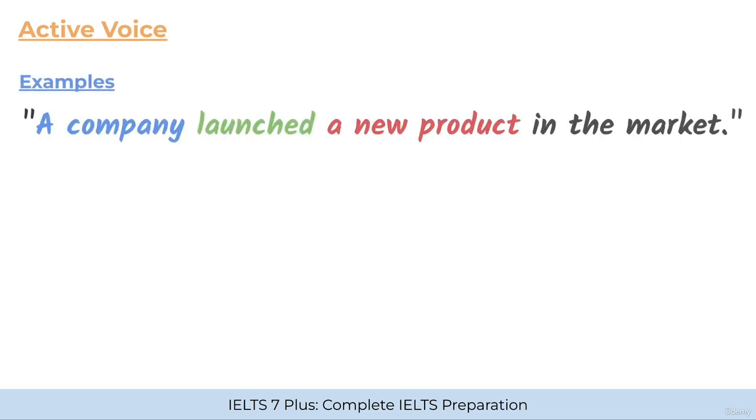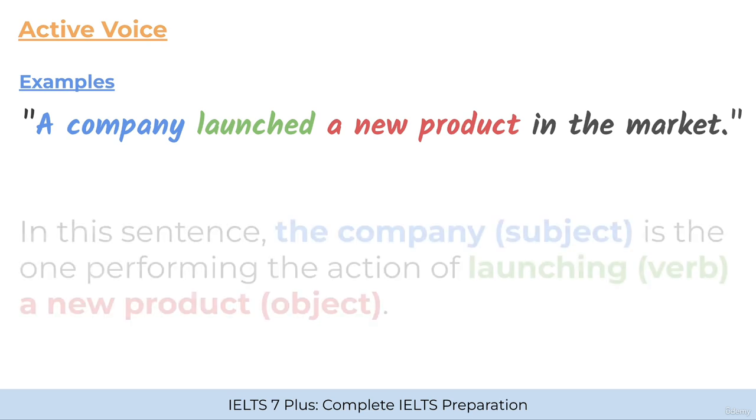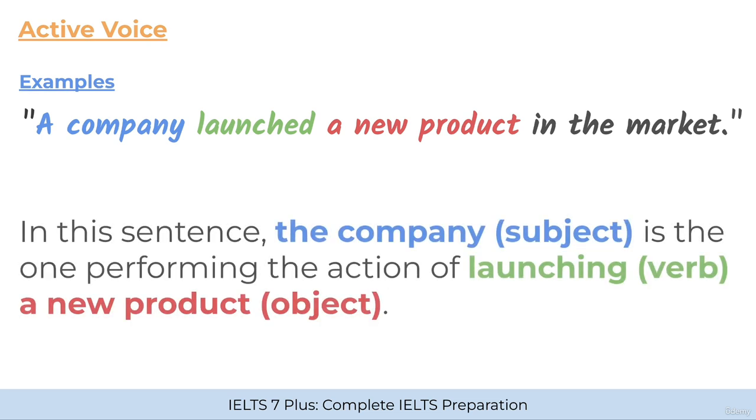Another one, a company launched a new product in the market. So again, the same situation, the company being the subject, launching being the verb, the doing word, the action being performed onto the object, which is a new product. Of course, then you can have supplementary information like in the market. That's okay as well. So here we go. You have your active voice, your subject, verb, object.